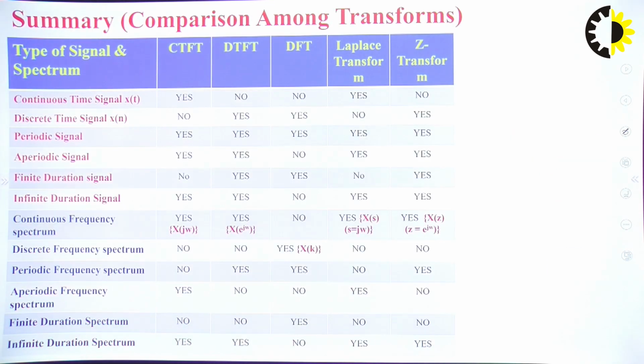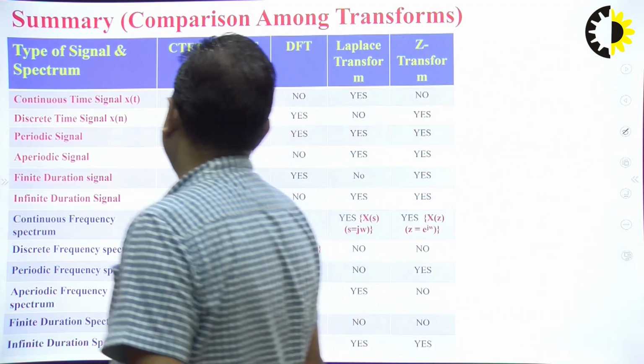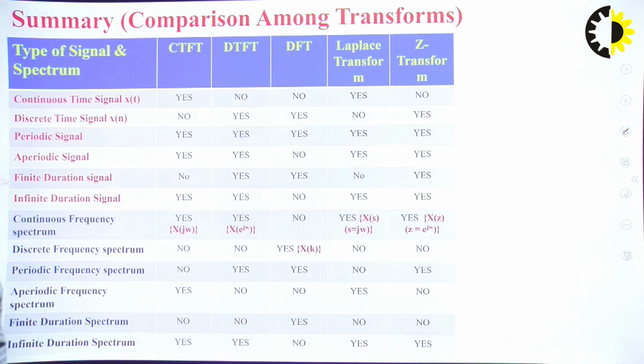And this is the summary, showing the types of signals and spectra for CTFT, DTFT, DFT, Laplace and Z transform. You can see this and understand how the comparison is made among all these transforms. These are all in the time domain, and these are the corresponding frequency domain representations. So you can see this table and understand what I have told earlier.